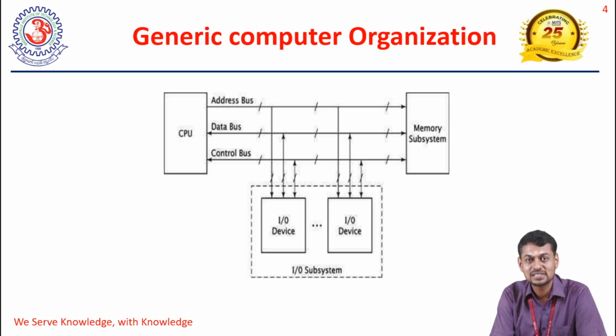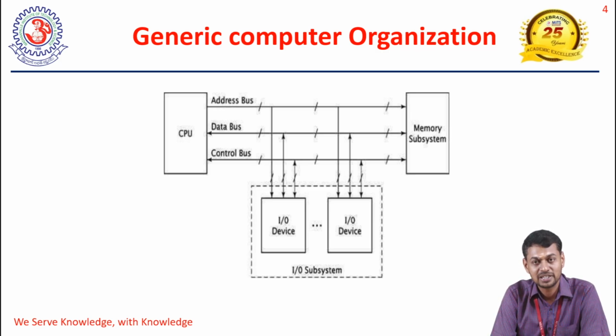Then the control bus. Control operations happen all over the system. One thing is, within the processor, whether all the operations are going fine or not, such control can be monitored. And the communication happening between the CPU and memory can also be controlled over the control bus. So this is the role of the bus.